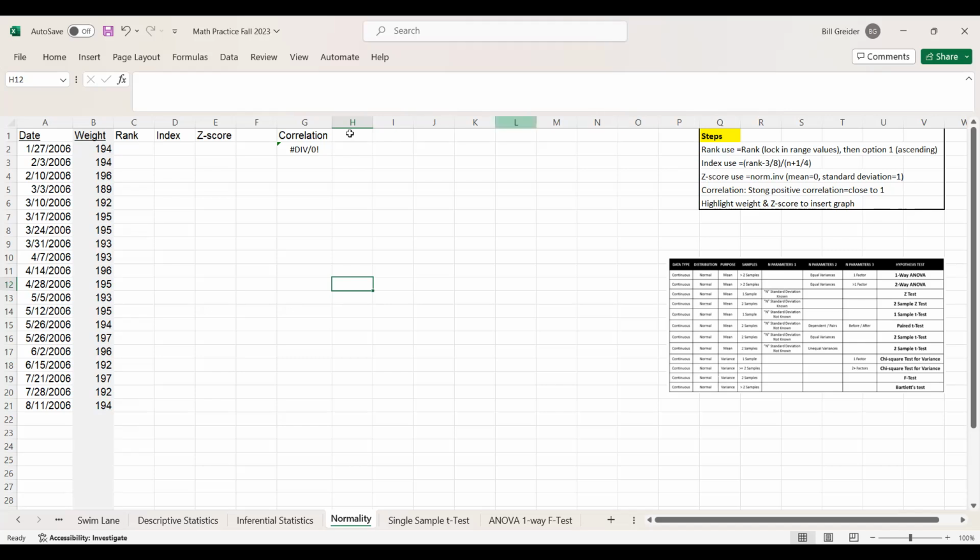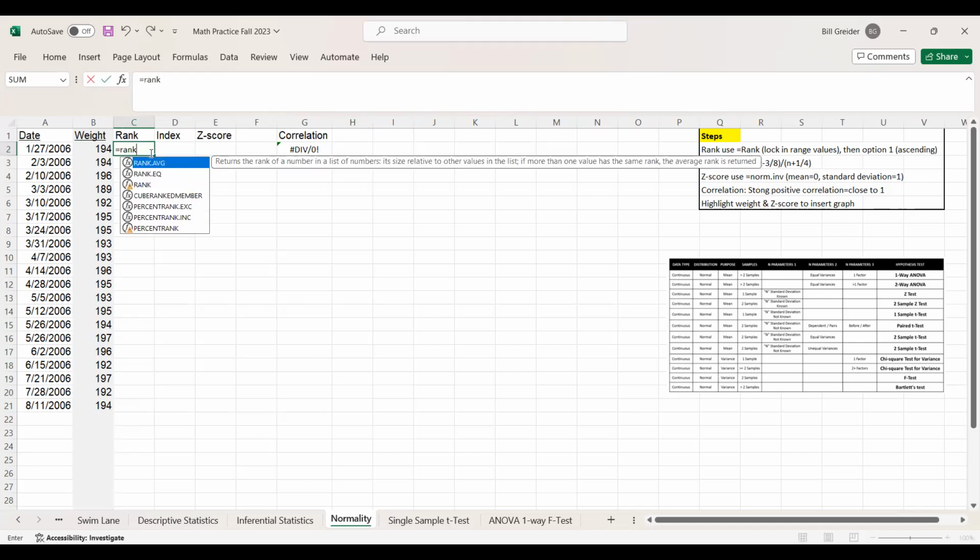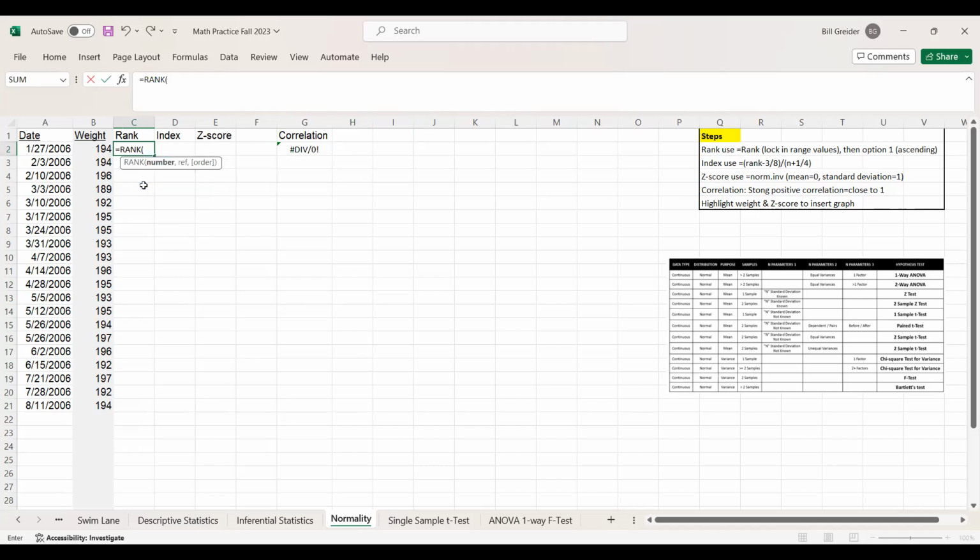All right. So first thing is rank. I have a column rank, one called index, one called z-score. So I'm going to do 3 things with my data. First, rank is equals. Just type in rank, grab it, and then it's going to ask me for stuff.